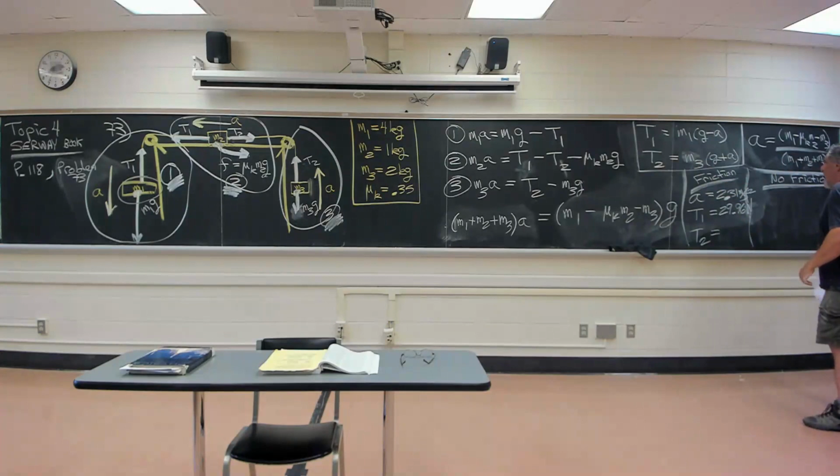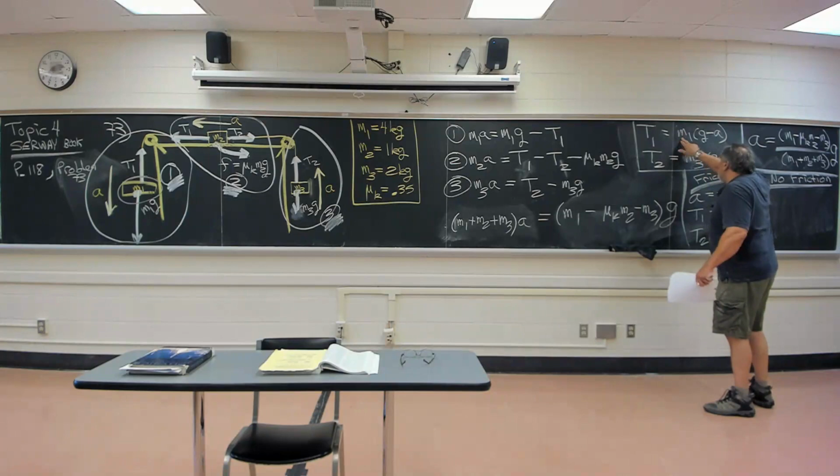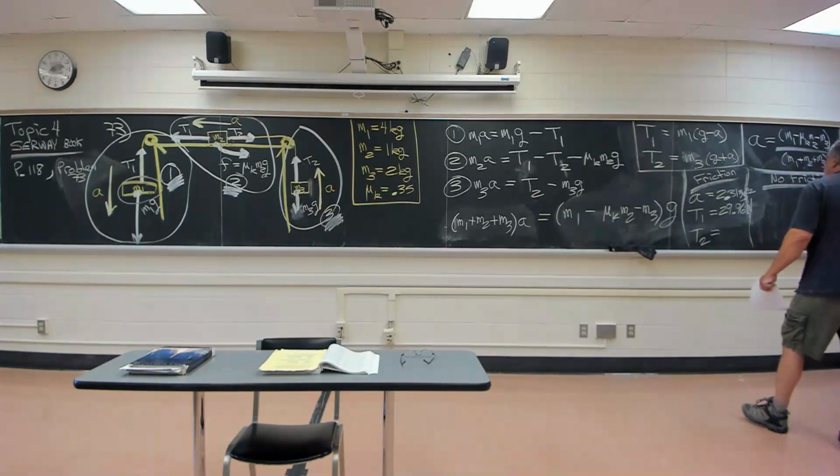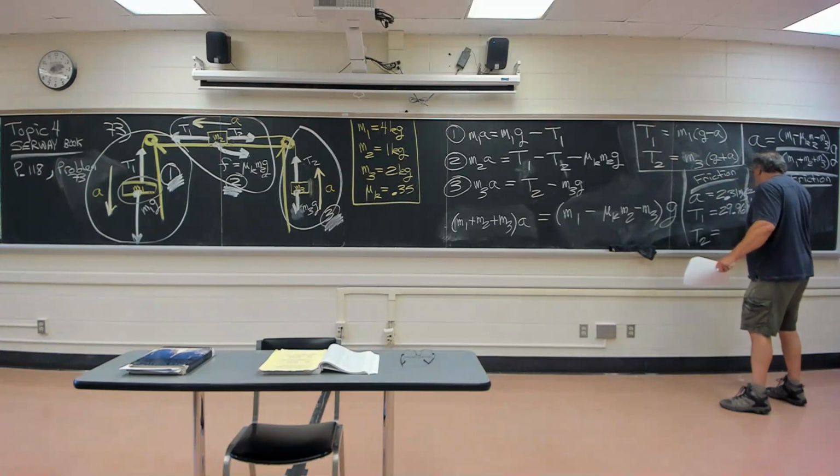Forgive me, guys. This was a different number, actually. The M1 was 4. 4 times the quantity 9.81 minus 2.31. 9.81 minus 2.31 is 7.5. 7.5 times 4 is about 30. That's where we're getting the ballpark of 30 right here. That's a 4. Forgive me here.